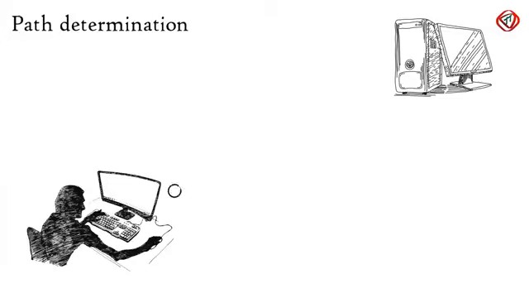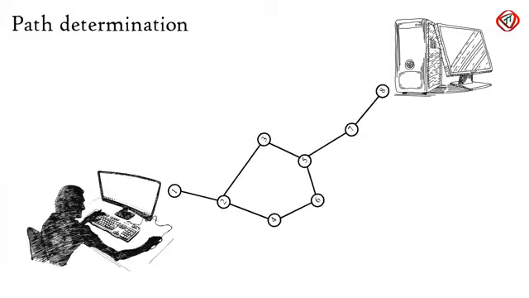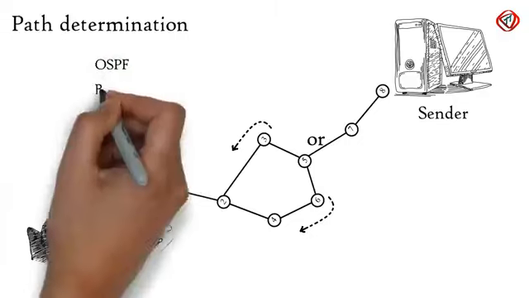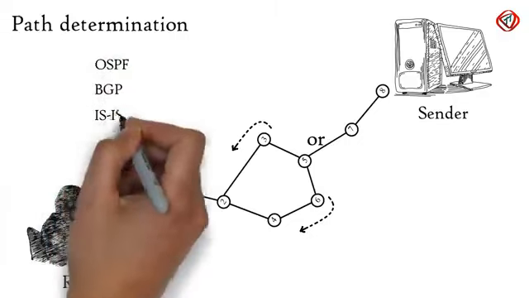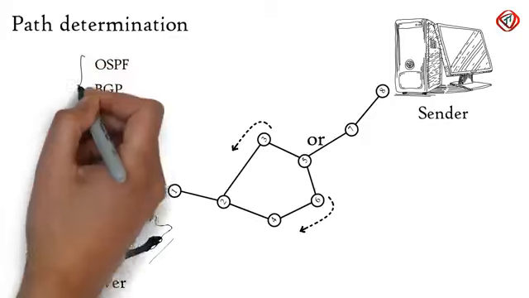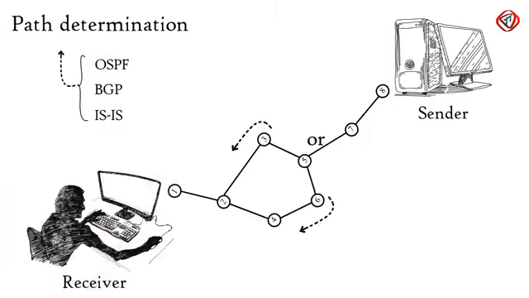Now, path determination. A computer can be connected to an internet server or a computer in a number of ways. Choosing the best possible path for data delivery from source to destination is called path determination. Layer 3 devices use protocols such as Open Shortest Path First, Border Gateway Protocol, Intermediate System to Intermediate System to determine the best possible path for data delivery.